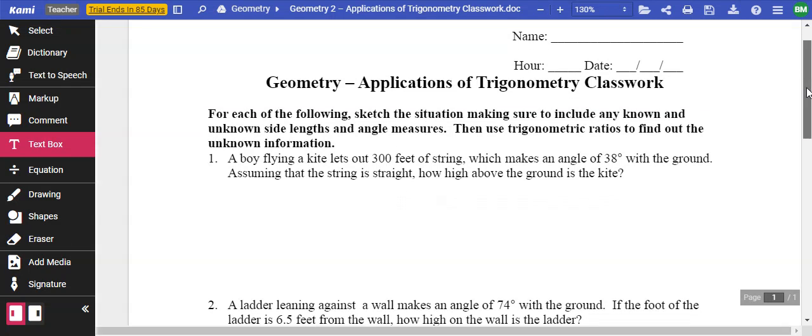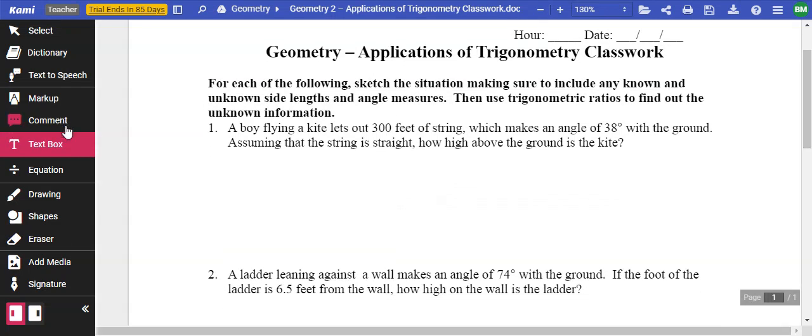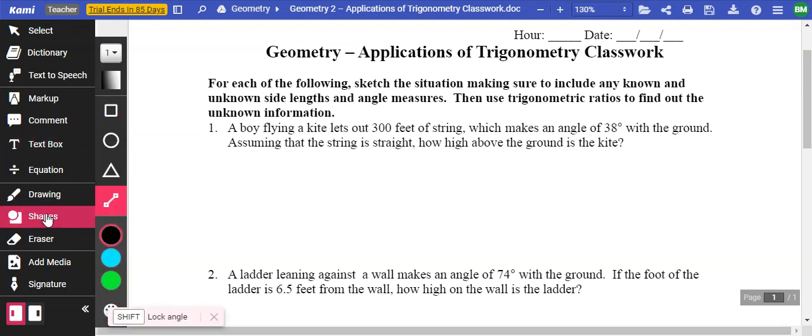Some applications of trig here. So this is all about using our fun and exciting word problems.